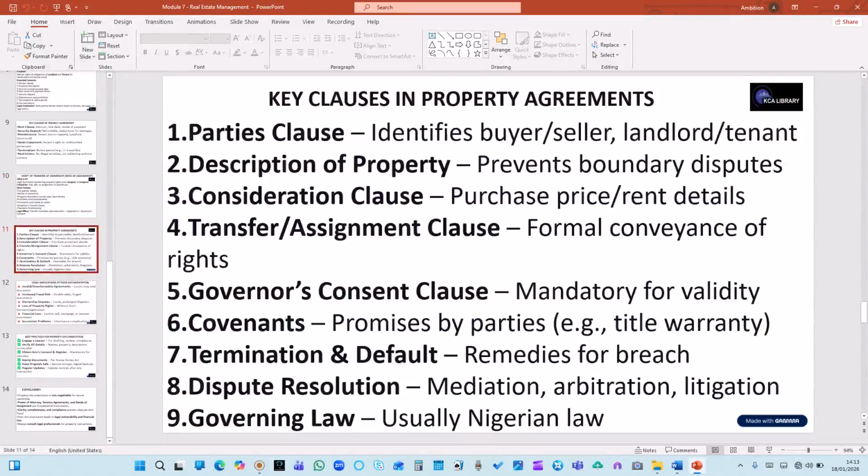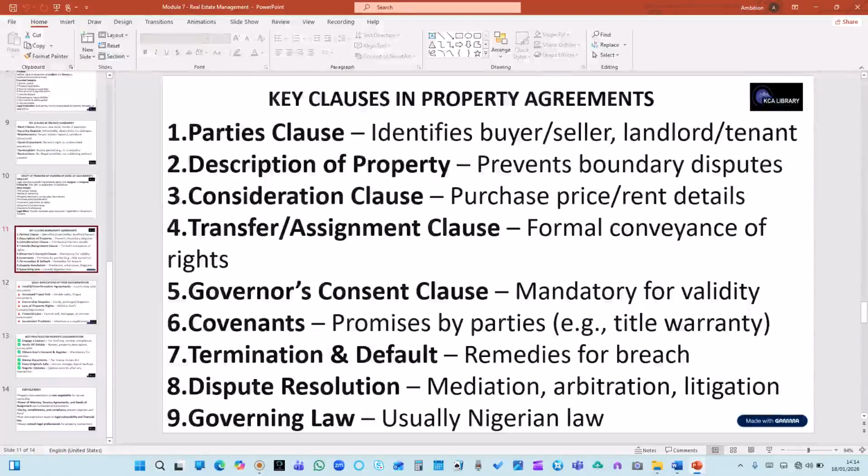Let us look at the key clauses in a property agreement. Number one is the party clause. This identifies the buyer, the seller, landlord, and tenant. So this clause identifies the parties that are involved. Number two is the description of property clause, which gives full details of the property involved, which prevents boundary disputes. Number three is the consideration clause, which specifies the purchase price or rent details. Number four is the transfer or assignment clause, that is the formal conveyance of right, which specifies the mode of transfer of property from one person to another.